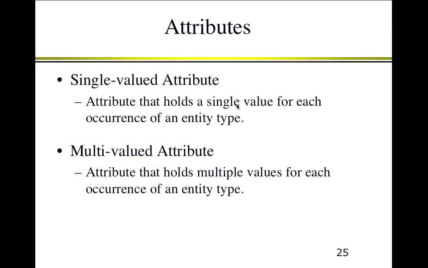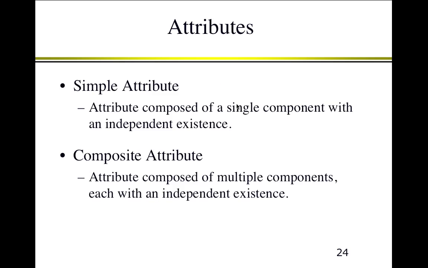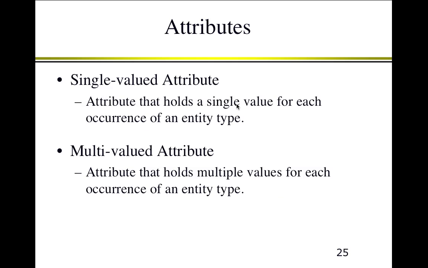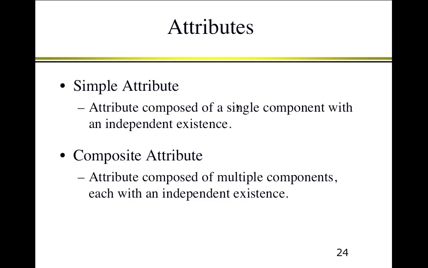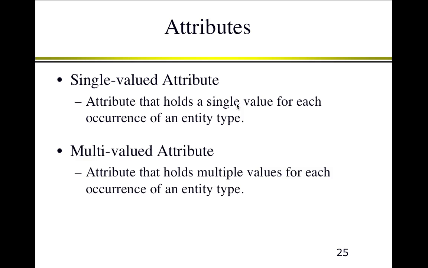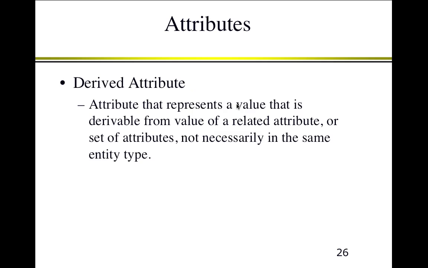We have single valued, that would be simple and composite, as I mentioned it. Then single valued and multi-valued, which is kind of a similar concept. It holds single values, or it holds multiple values for each one of the occurrences. So we can separate it out from simple to composite to single to multi-valued, depending upon how we want to represent the data.